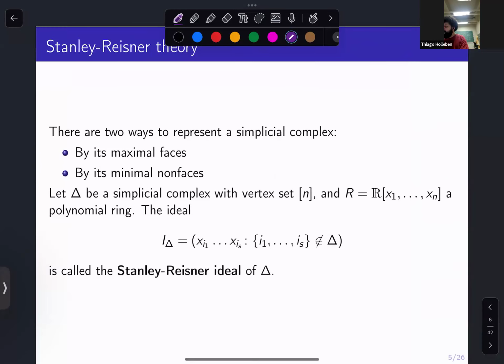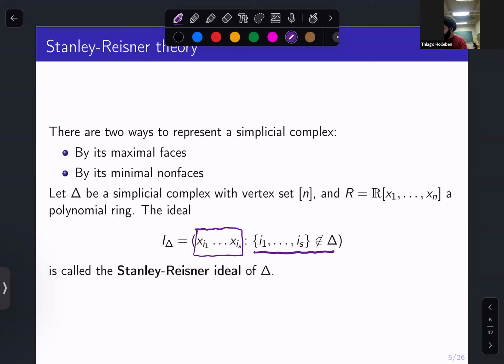So these would be the minimal non-faces. And given the minimal non-faces of a simplicial complex, let's say we have the vertex set being the interval from 1 through n, then we can define an ideal in a polynomial ring that's called the Stanley-Reisner ideal. Okay, so this ideal, it's going to be generated. The way we do it is we look at every subset that is not in our simplicial complex, the non-faces, and we turn them into monomials. So for a subset, you take the product of the variables in this subset, and you look at the ideal generated by them. In other words, it's the ideal generated by the minimal non-faces of your simplicial complex.